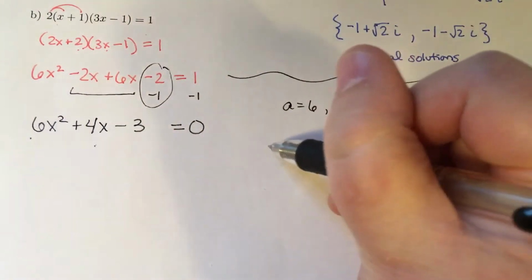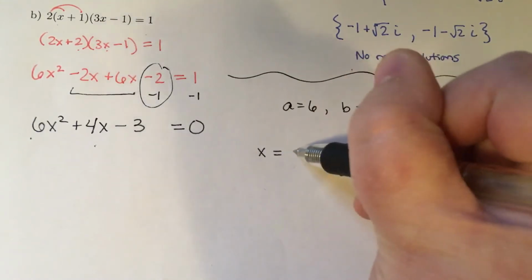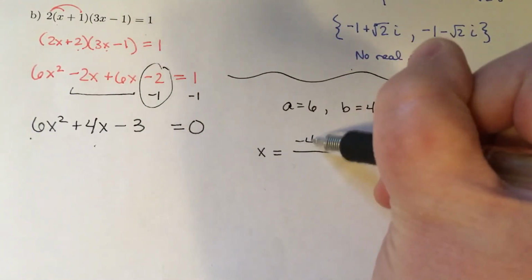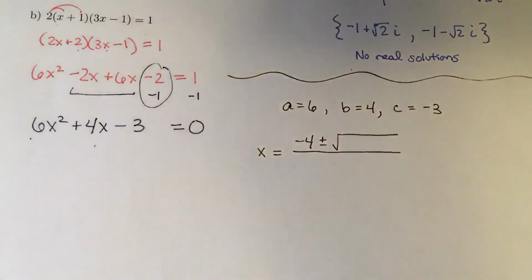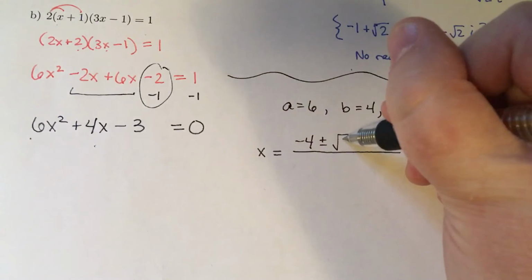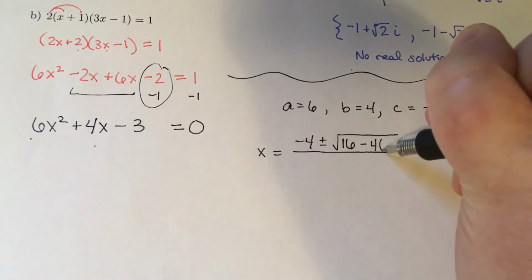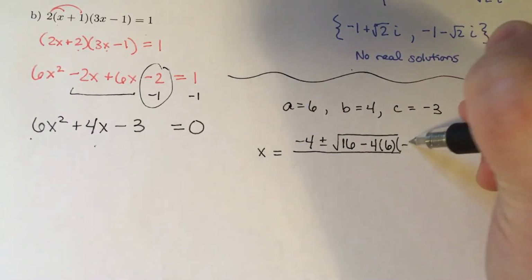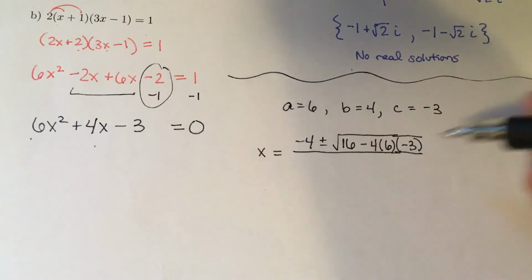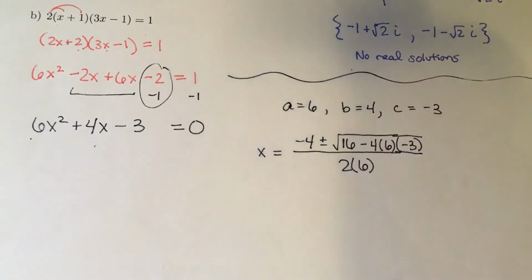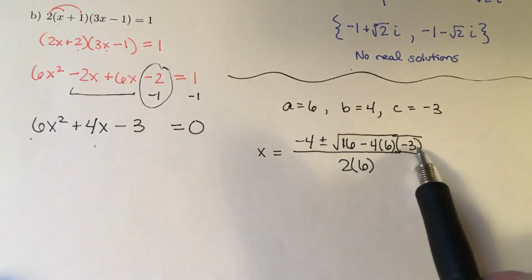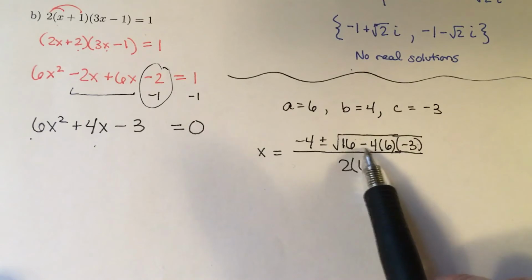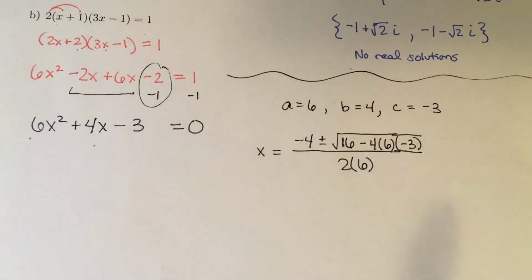So that I can use the quadratic formula. X equals the opposite of B plus or minus the square root of B squared. Do it in your head. 4 squared is 16 minus 4 times 6 times -3 all over 2a. If you're simplifying the radicand without a calculator, make sure you see that a negative times a negative makes this a positive. This should not end up with a negative under the square root.